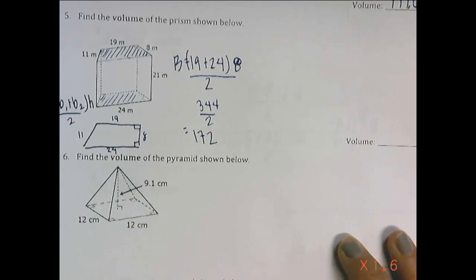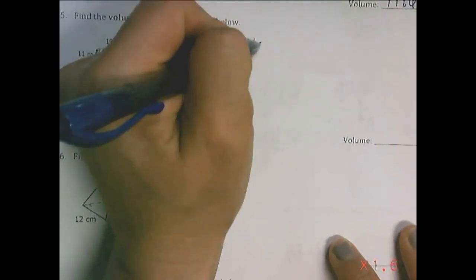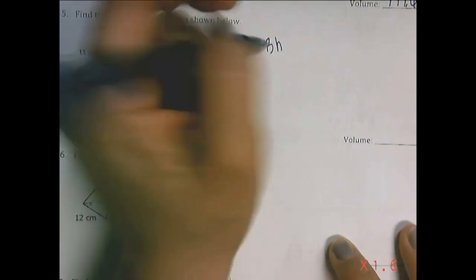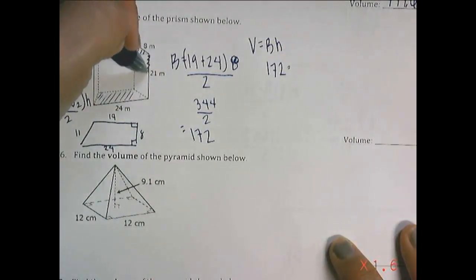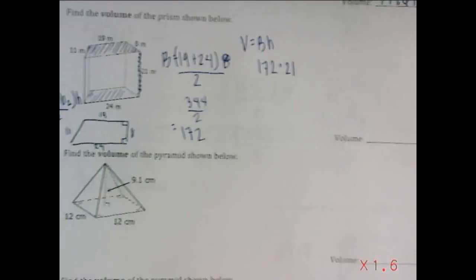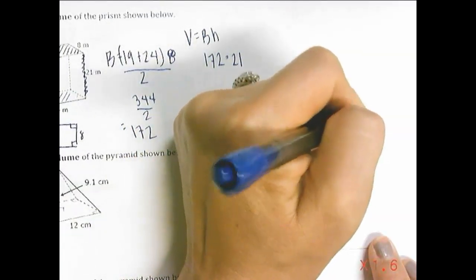Well, it wants me to find the volume. So now that I've found the area of the base, my volume is equal to big B times my height. Well, big B is 172, and my height is the distance between these two bases, which is 21. When I multiply those two together, I get 3,612 meters cubed.